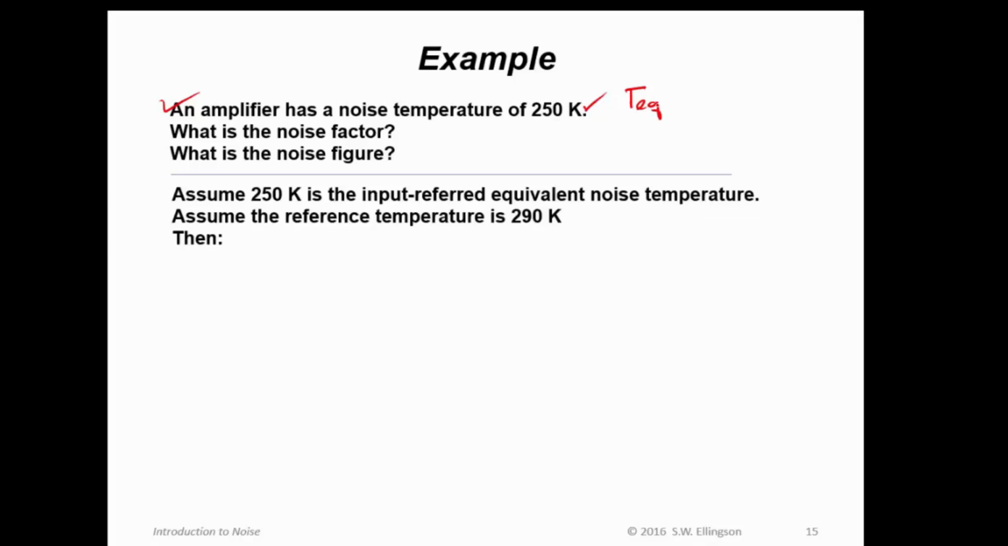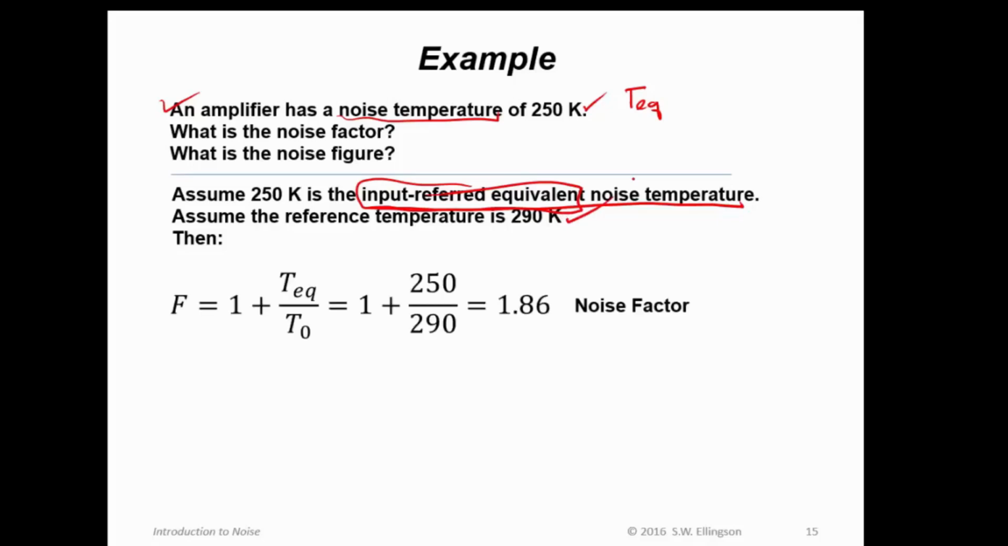First, assume 250 K is the input referred equivalent noise temperature. It didn't say it here, but that's how we've been talking about it. So let's assume that that's the case. Then let's assume that the reference temperature is 290 K. If we do that, then we find that the noise factor, 1 plus the ratio of T_EQ to T naught, is 1 plus 250 over 290 K, which is 1.86, and that's the noise factor. To get the noise figure, I take 10 log 10 of that number, and I get 2.7 dB. That's a very typical kind of noise figure for an RF amplifier.